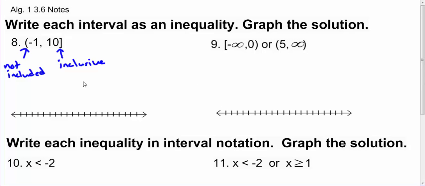Write as an inequality. This is an and statement when you see it like this, and I would write it like this: -1 is less than x, which is less than or equal to 10. Again, I knew to use less than because -1 was not included, so x has to be more than -1. And 10 was included, so I know x has to be less than or equal to 10.